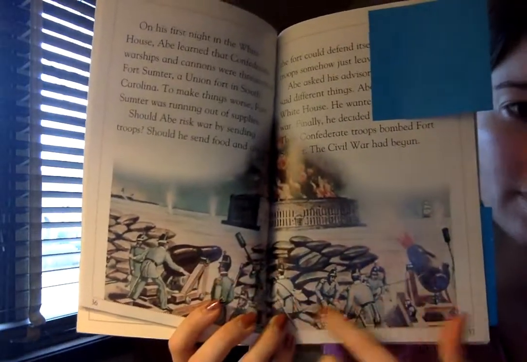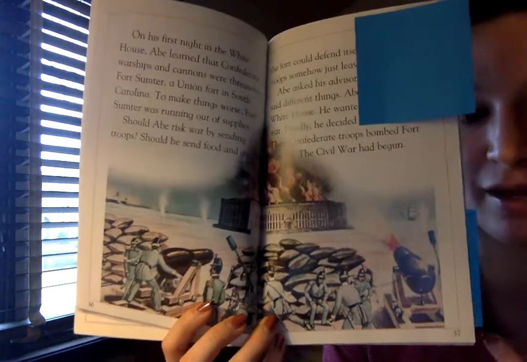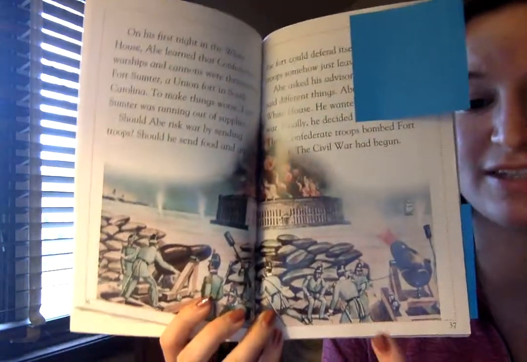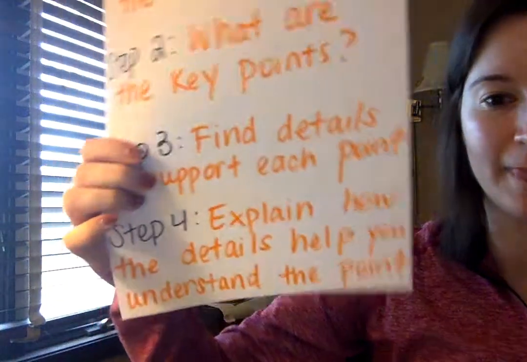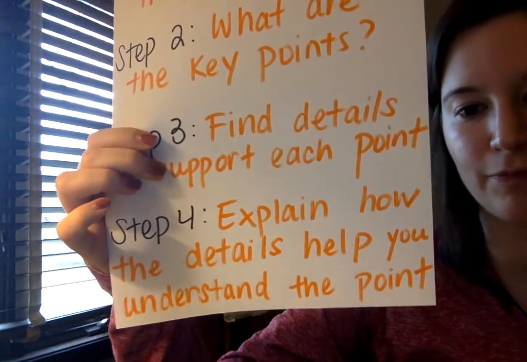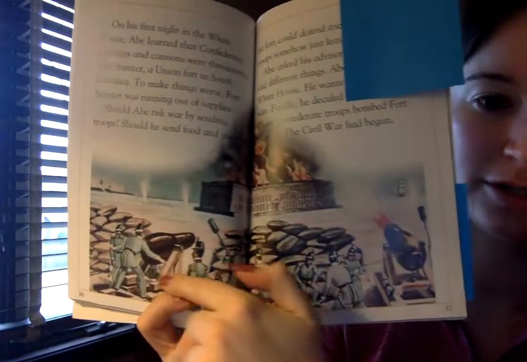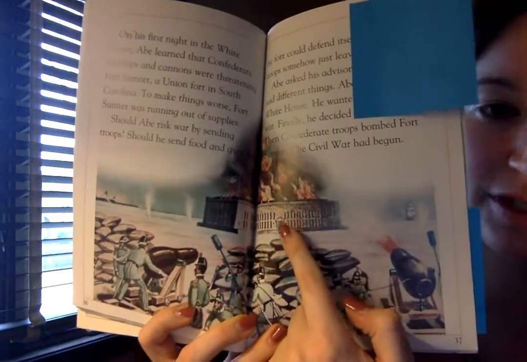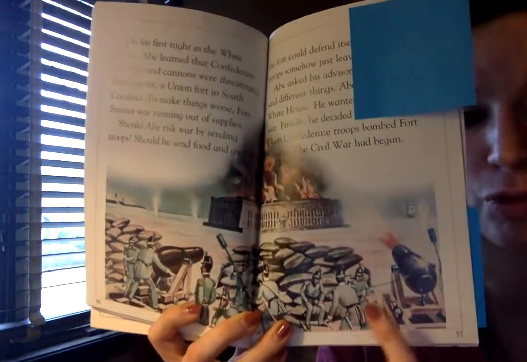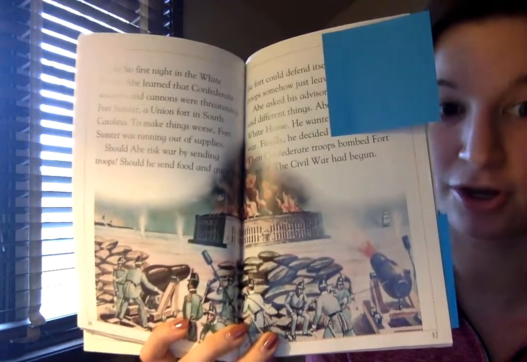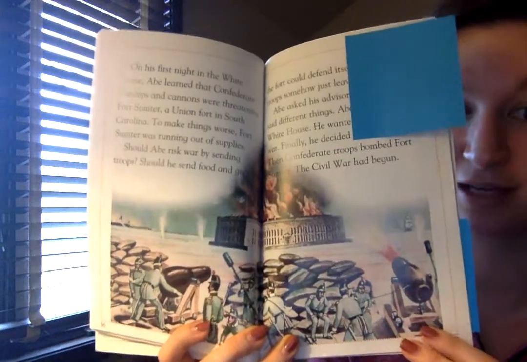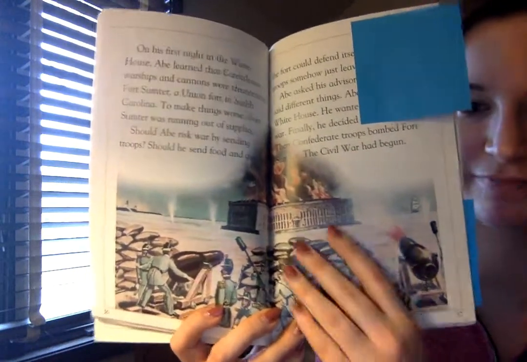So those are the details in the picture that I see that prove the point that Abe was trying to end slavery, because the South was willing to start a war because they didn't want to end slavery. And then step number 4, explain how the details help you understand the point. The details in this picture, the details of the men bombing Fort Sumter, show me that the South were willing to start a war because Abe was willing to use his presidency, or his power as president, to end slavery. So that's how I would answer this question.